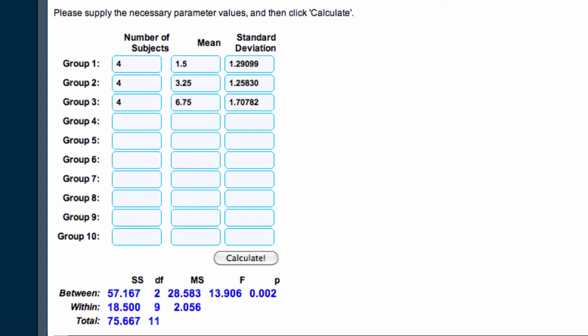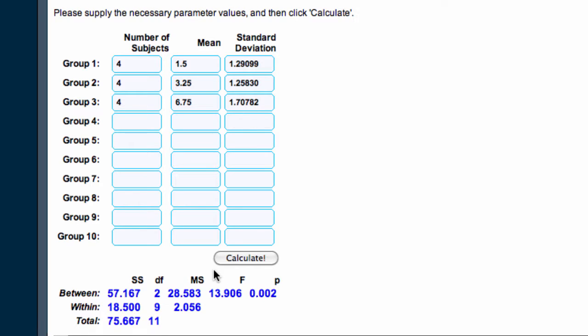I've already entered the data on this page, so you put in the number of subjects in each group, which we talked about was 4. We calculated the means and standard deviations for each group. Now you can see the standard deviations aren't all that different from one another, and the means, it looks like there's a difference between some of these groups. So after we put this information in, we'll hit the calculate button.